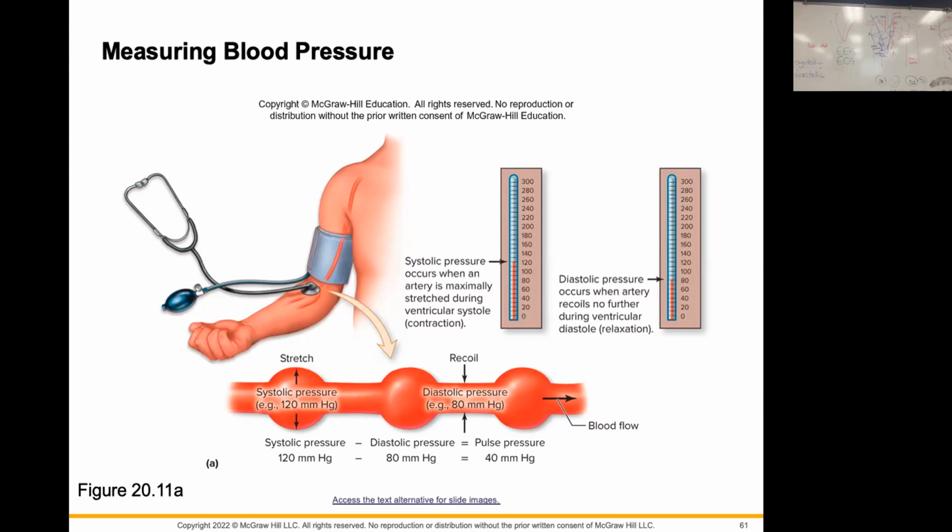Well, I gotta get it off. Sometimes you can also just see the needle jump.